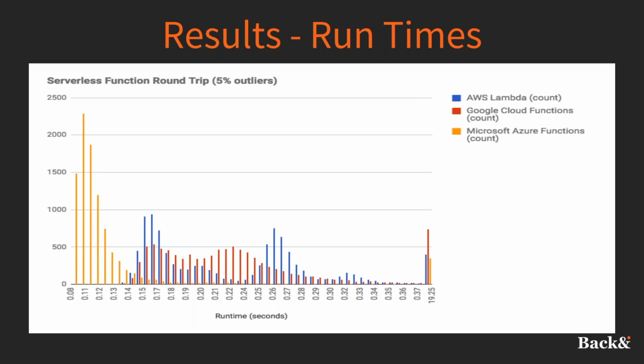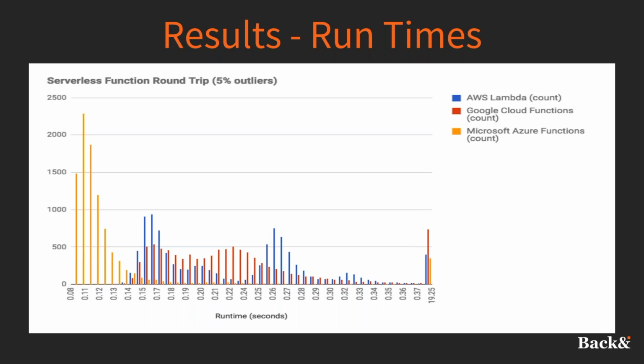So here's a combined histograph of each of the runtimes for each of the functions. This simply took the time values that I obtained from my Ruby script and sorted them into automatic buckets based on the time that a function took to run. You can see Microsoft Azure Functions here in yellow, Google Cloud Functions in red, and AWS Lambda in blue. But in terms of process, I used a 5% outlier.